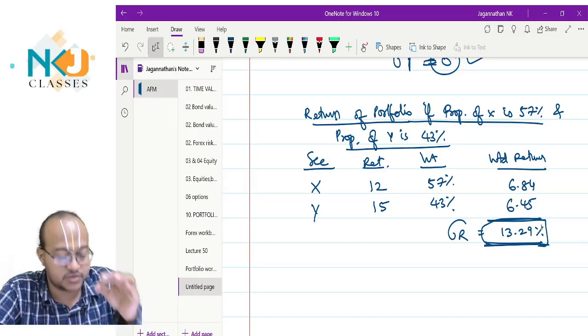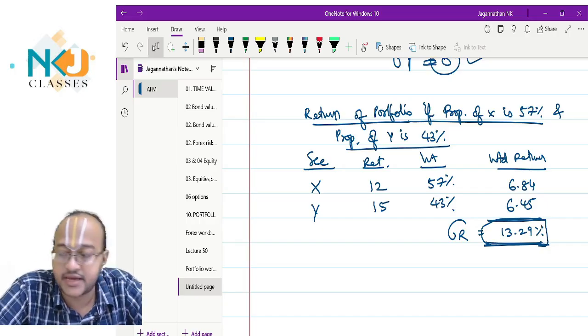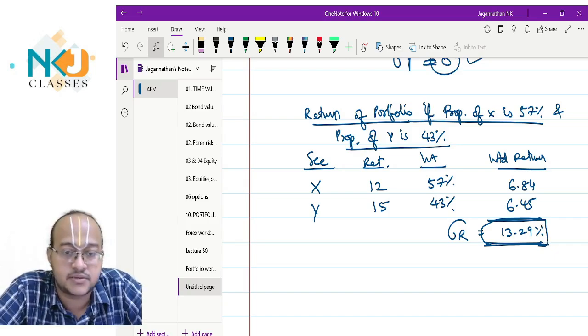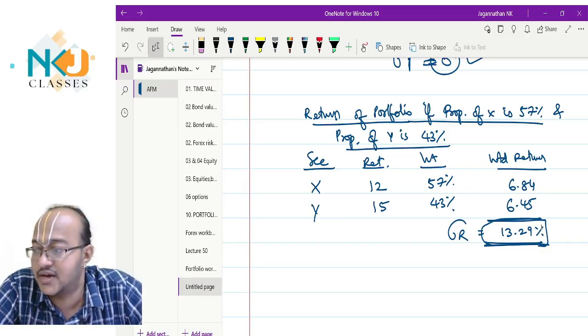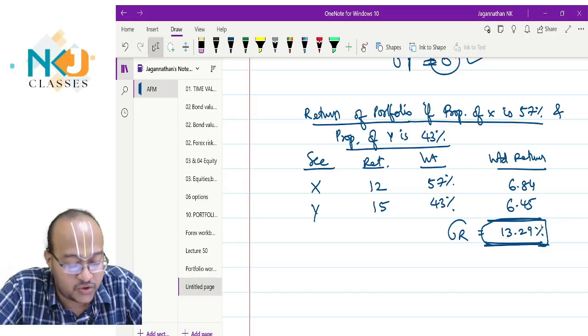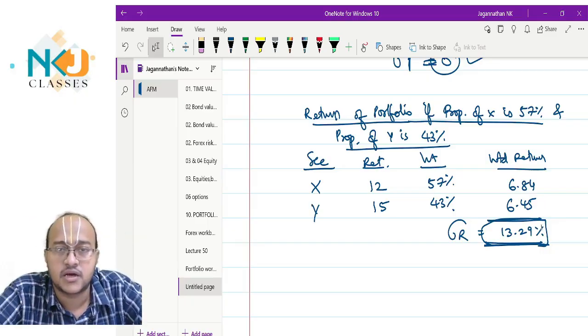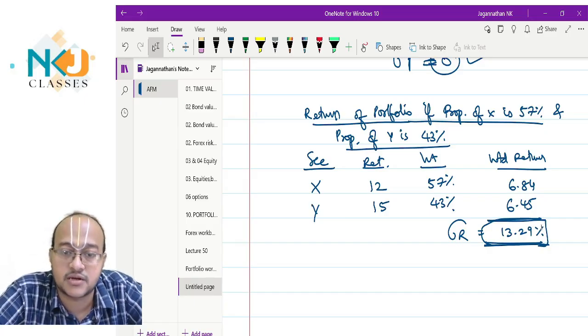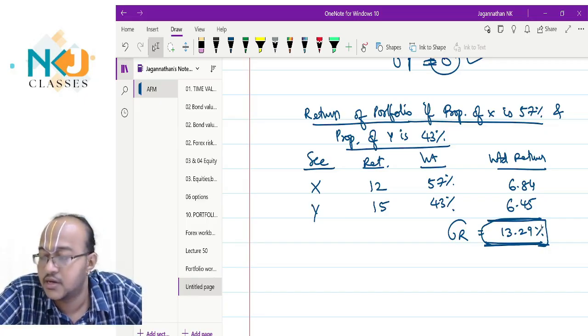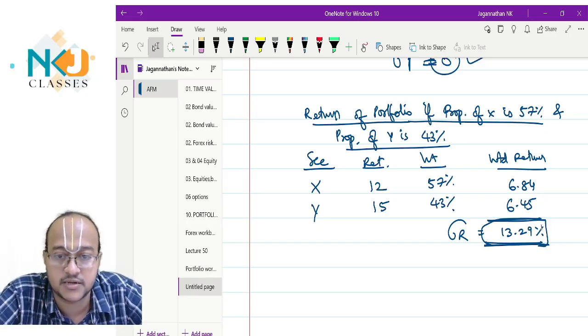15%. The beauty of diversification is that security X's standard deviation is 15% and the return is only 12%. Understood? And here the portfolio risk is only 0%, which means we have no risk at all. If we construct a portfolio of this proportion, we have zero risk, but the return, to our surprise, is even more than the individual security X. Do you understand what I am trying to say?